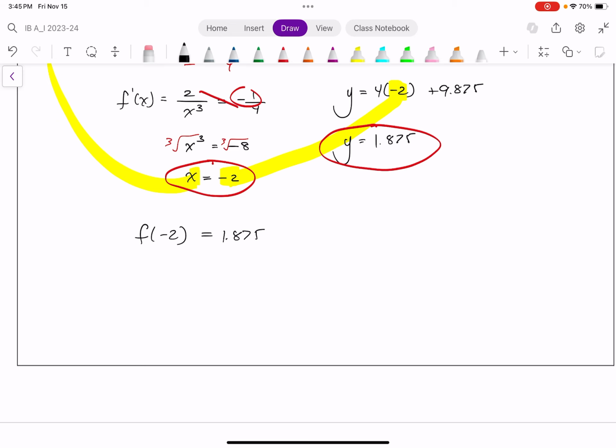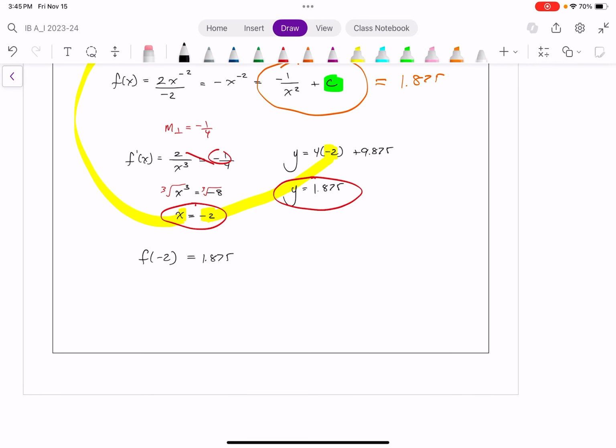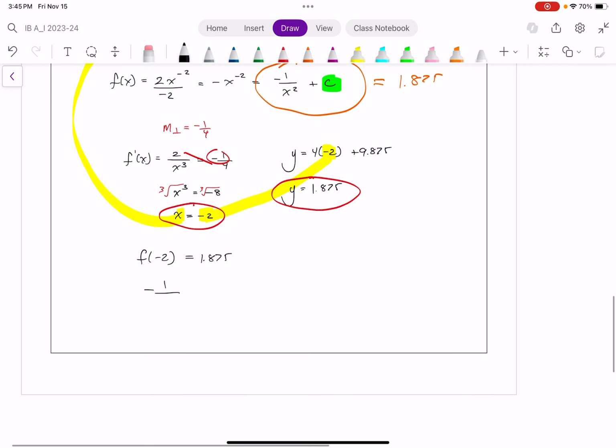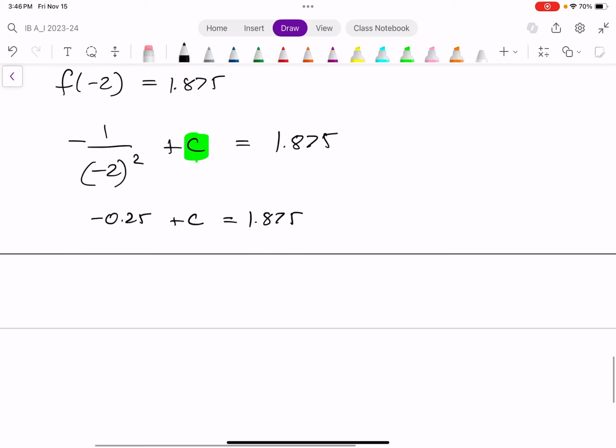1.875, or in this case, to go to my equation, I know that if I take function f, which I can see up there is -1 over x squared, so -1 over, instead of x squared, I have -2 squared, plus some constant, I know will equal 1.875. And notice the only variable is c, so I can quickly solve for this. If I do this, -1 over -2 squared is -1/4. So I get -0.25 plus some number equals 1.875. Add 0.25 to both sides, and we got our constant. C, the constant is 2.125.